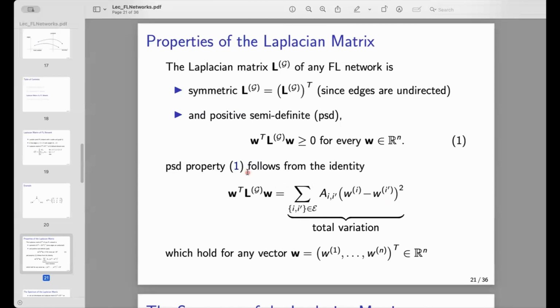So a matrix algebraic construct like this quadratic form tells us something about the variation of model parameters across the federated learning network. So this already hints at the usefulness of the properties of a Laplacian matrix regarding federated learning algorithms that use this term as a regularizer. So that's the main conceptual bridge between the graph Laplacian matrix and the federated learning algorithms that we will study later on, because these federated learning algorithms use exactly this quantity, total variation, as a regularizer for model training.